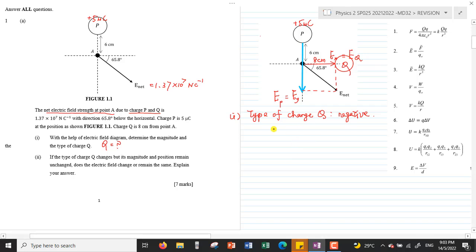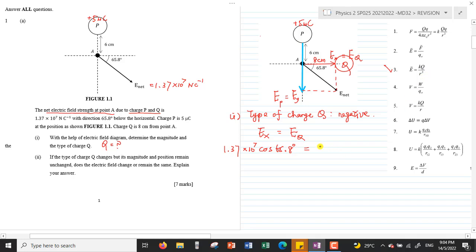Then I want to determine the magnitude of charge Q. We understood that the component X of the net electric field is the electric field due to charge Q. This component X is adjacent to the angle, so we can determine it by taking 1.37 × 10^7 multiplied by cos 65.8 degrees. This equals the electric field due to charge Q. The equation to calculate the electric field due to point charge Q is E = kQ over r squared.